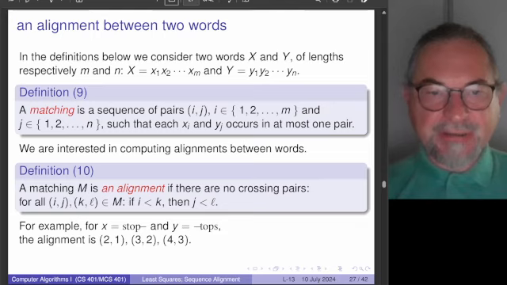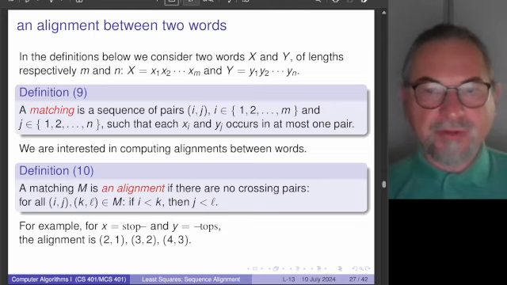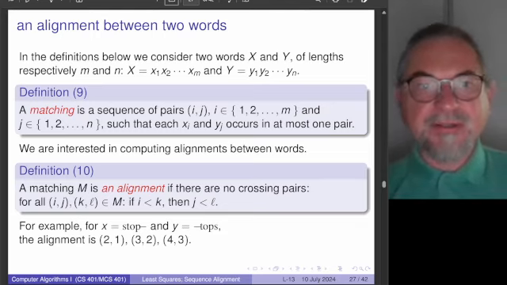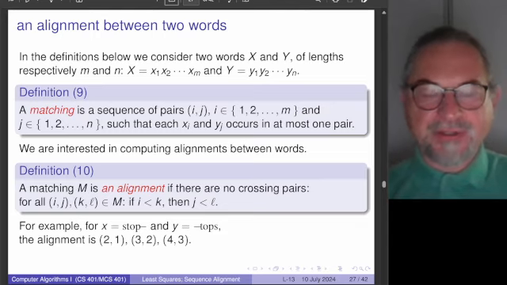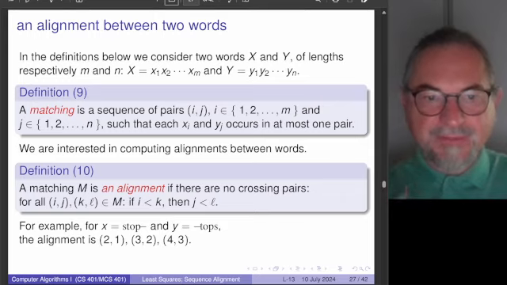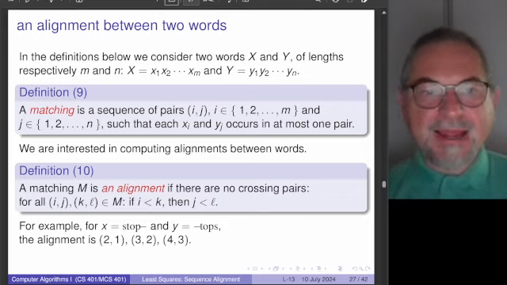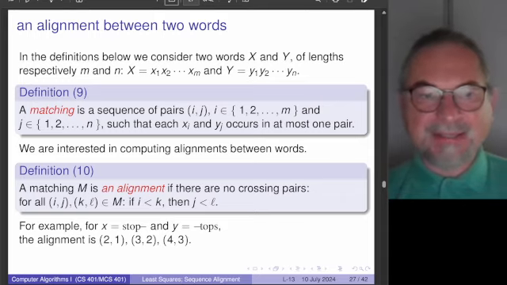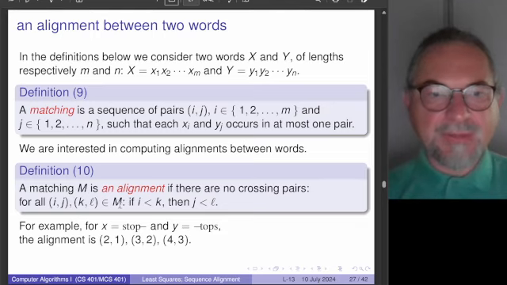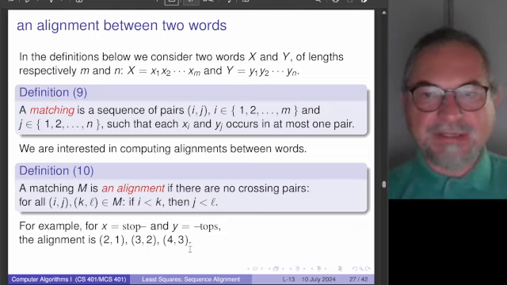So the matching illustrates the definition. Every letter occurs in at most one pair. We have the same characters there. And we have the alignment, where 2 is less than 3 is less than 4 if you look at the first index in the example, and we have that 1 is less than 2 is less than 3.